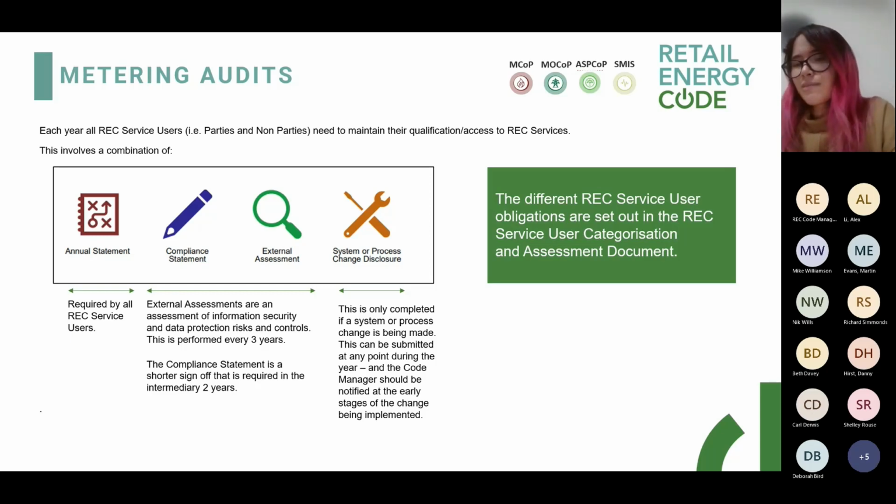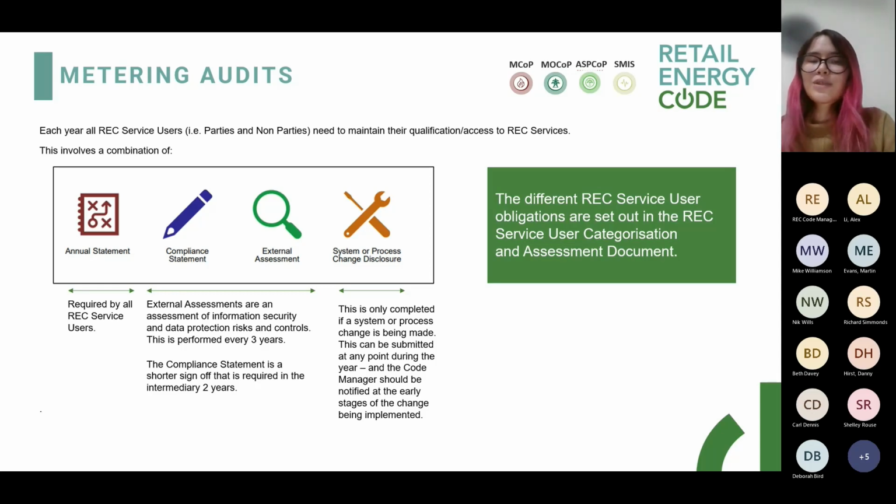There's also an external assessment. The external assessment is almost like a rebranded ISDP. It's the same questions that you would have completed during your ISDP phase, but it's just checking every 3 years or so that you still have these controls in place, that they're operating effectively, have any policies changed, has your system architecture, for example, changed, and how the REC data is feeding into your different systems. So general things like that. You will either have to complete a compliance statement or an external assessment. You will never have to complete both in the same year.